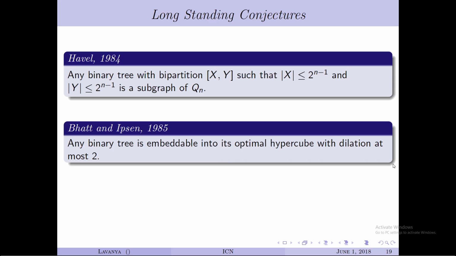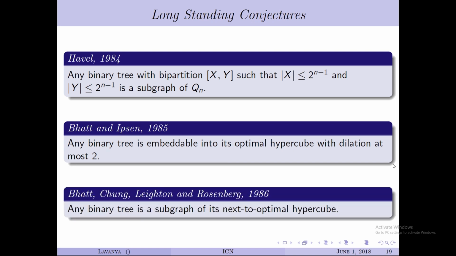It need not be a subgraph, so it was proved that with dilation at most 2, that is every edge is mapped to a path of length at most 2. Either an edge goes to an edge or an edge goes to a path of length 2. So this was shown. So as a result, in the optimal hypercube I know it is of dilation 2. So that means what? Next to the optimal hypercube, an 8 node graph, if it does not sit inside an 8 node hypercube as a subgraph, I know it will sit inside a 16 node hypercube. So I can go 1 dimension more, instead of going 4, 5, 10 dimensions, I can at least talk about optimal and next to optimal hypercube. So this was also proved. I have just given the corresponding authors who have proved this. So any binary tree is a subgraph of its next to optimal hypercube.